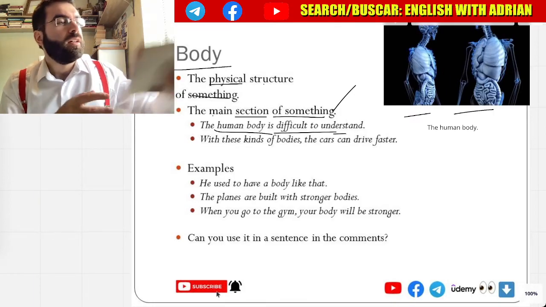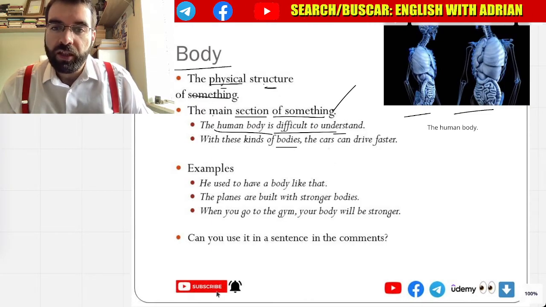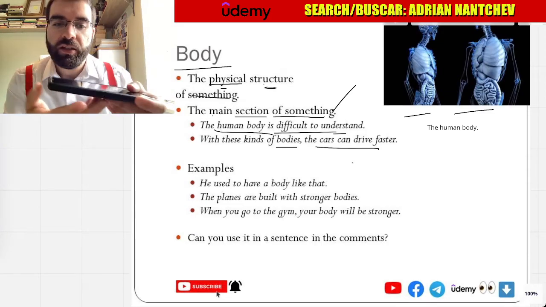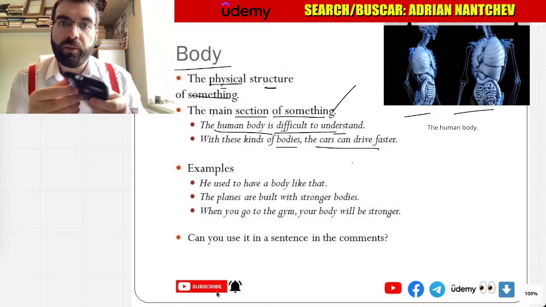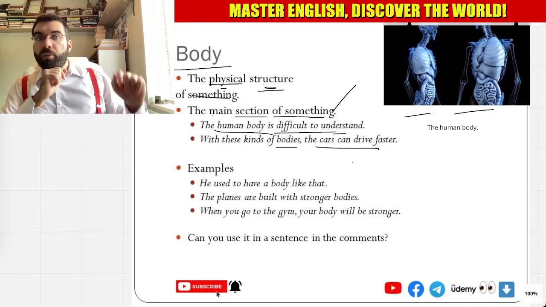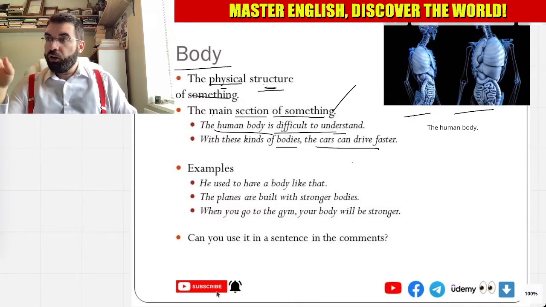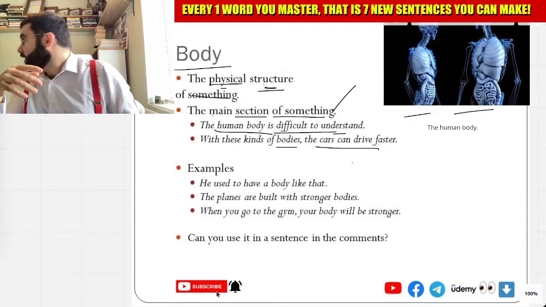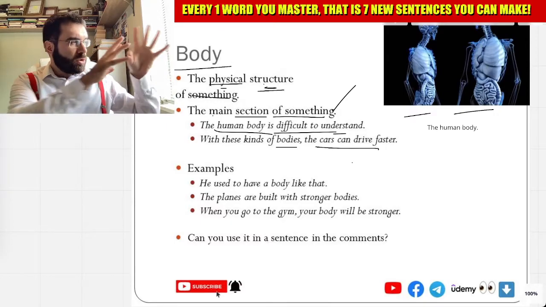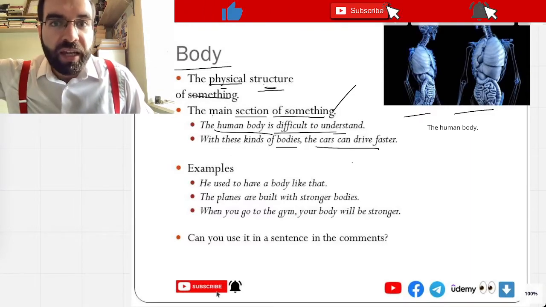Makes no sense. With these kind of bodies, so the physical structure of something, the cars can drive faster. So with a metal body, the phone is stronger, but heavier. The physical structure of something. The car body is very slick, very smooth looking. The body of, let's say, the desk or anything, the body of this box, for example, it's got a nice, unique shape. The structure of it. The body of the printer box is made of plastic.